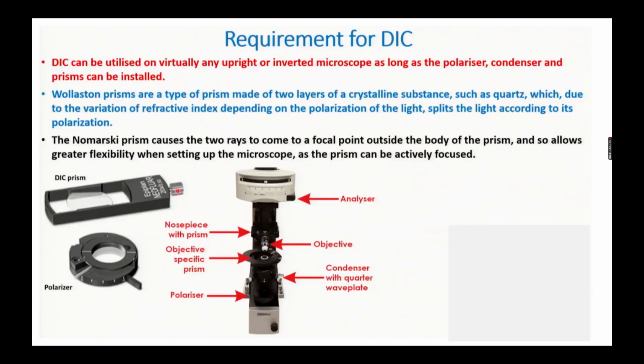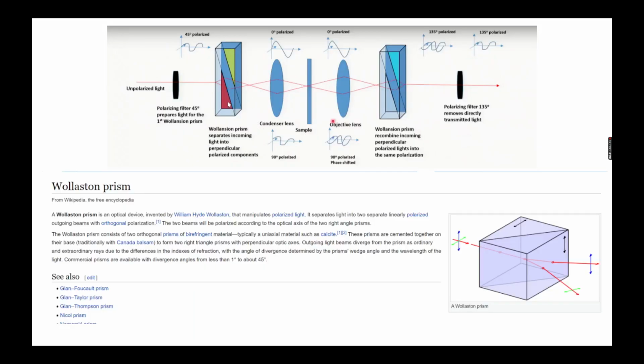Okay, yeah. So in differential interference contrast microscopy, you will have a Wollaston prism. The right answer is correct: the Wollaston prism is a type of prism made of two layers of a crystalline substance such as quartz, which, due to the difference of the refractive index depending on the polarization of light, splits the light according to its polarization. But you can also see in the lecture, this is your Wollaston prism, and this is the other.